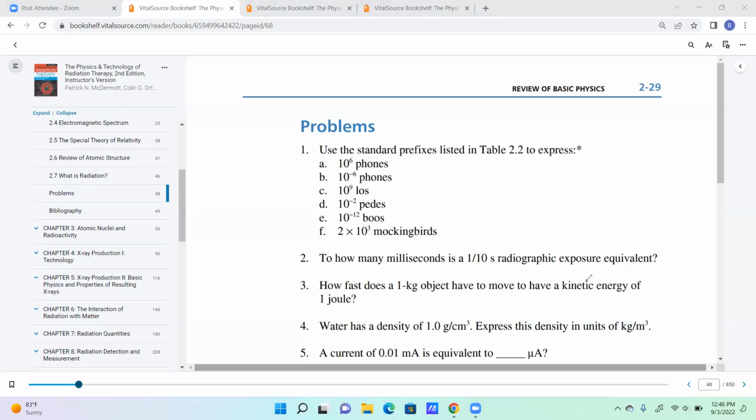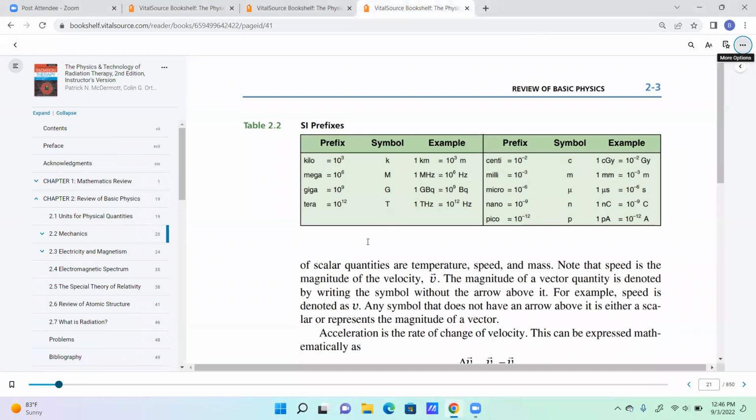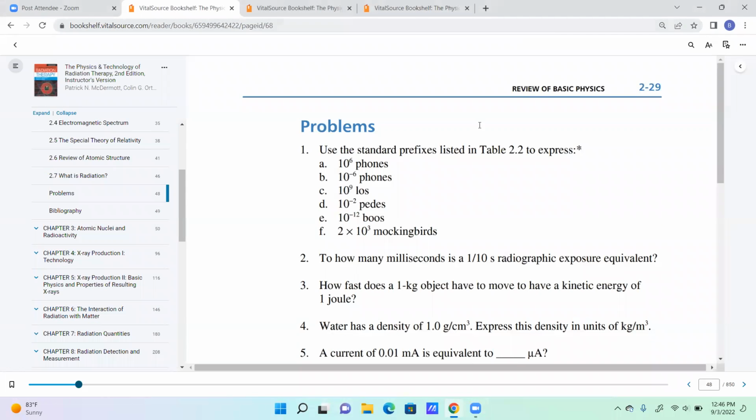Number 2 here: how many milliseconds is a 1/10 of a second radiographic exposure equivalent to? Well, looking at the table again, milli refers to 10 to the minus 3 seconds. So 1/10 becomes 0.1 seconds. How many milliseconds is that?